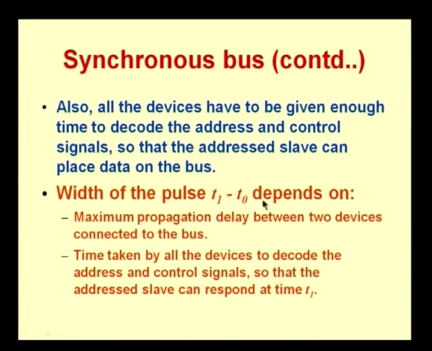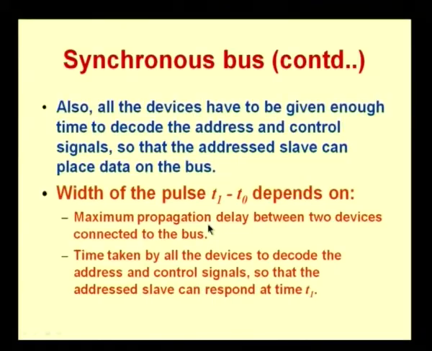How do I determine the width of this pulse, that is, t1 minus t0? What would it depend on? You can see that it will depend on the maximum propagation delay between two devices which are connected to the bus, and it also has to take into account the time taken by all the devices to decode the address and control signals, so that the addressed slave can respond at time t1. So, this time is the propagation delay for the signal placed by the master to go to all the slaves, and then the time that it takes for each of the devices to decode the address and control signals, and for it to respond at time t1.